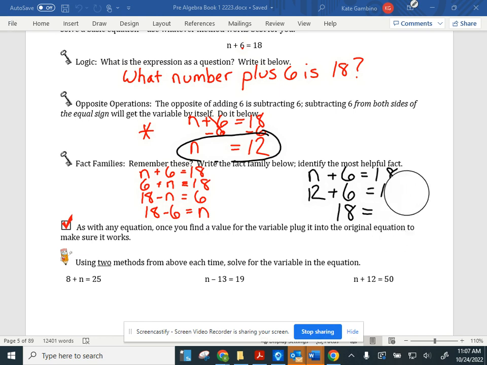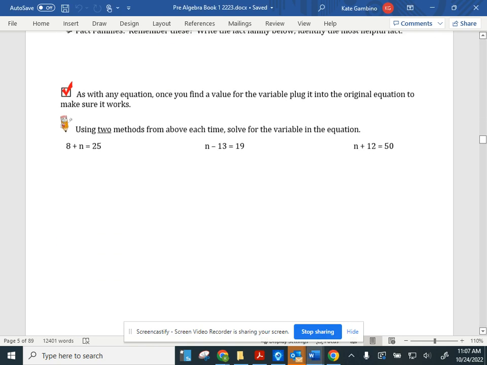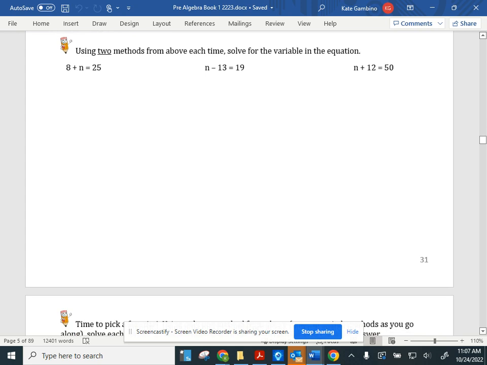So let me scroll up. Using two methods from above each time, solve the variable in the equation. So you're going to use two of those methods, and you're going to show your work. So you're not just going to put n equals the answer. Show me what it is you're doing. Are you doing the opposite? Are you writing out all of the fact family? Are you putting a question? I need to see two ways for each one, my friend.